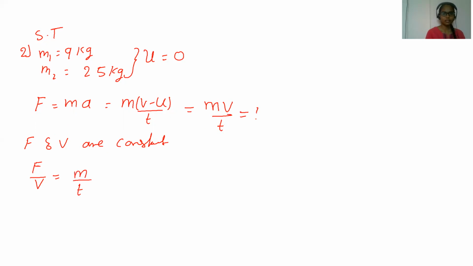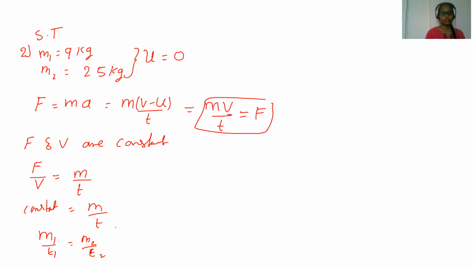I am sending this v down to F. See, this equation will be there, right, children? So m by t will remain like this. This is the constant term given. So F by v is nothing but what, children? F and v are constant, so this is constant. So m by t is constant, I got. I can write m1 by t1 is equal to m2 by t2, given when m by t is constant.